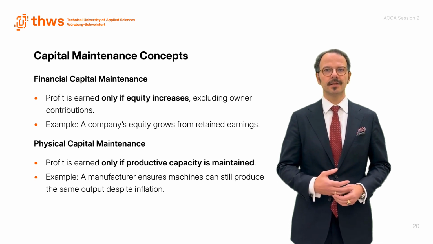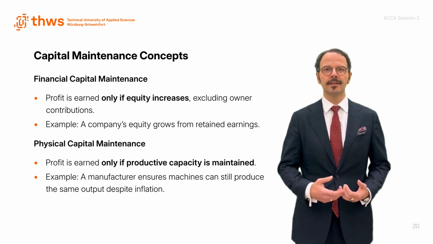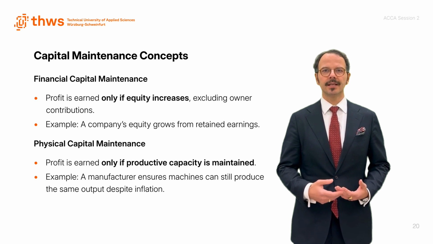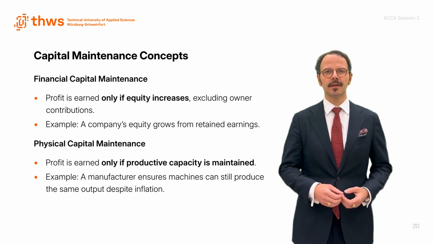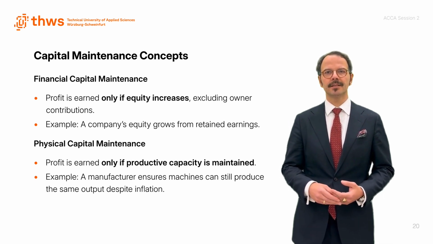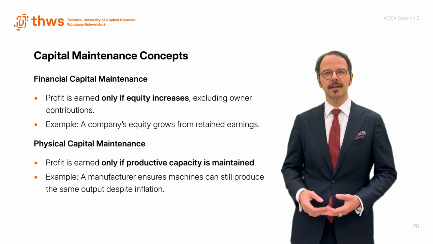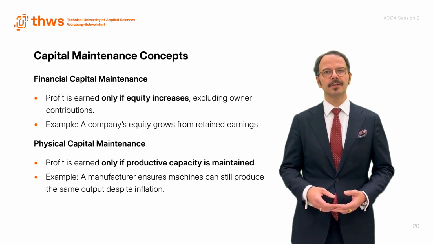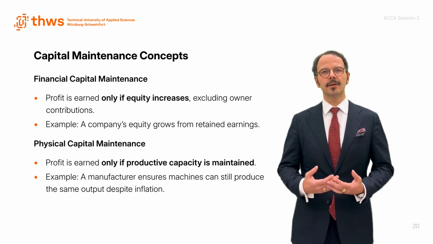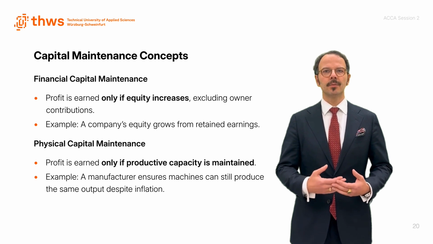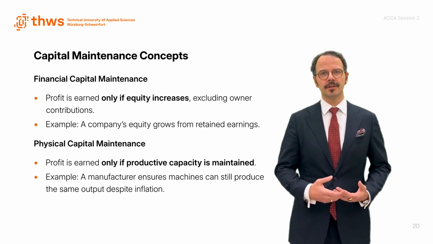Under this concept, a company earns a profit only if its equity increases, excluding anything the owners put in or took out. So if equity goes up because the business itself made money, that's profit. Example, a company earns income, keeps it as retained earnings, and equity grows. That's a win. The second approach is physical capital maintenance.